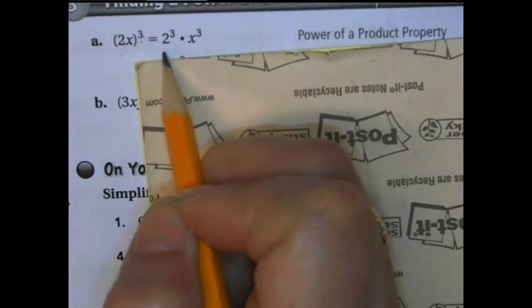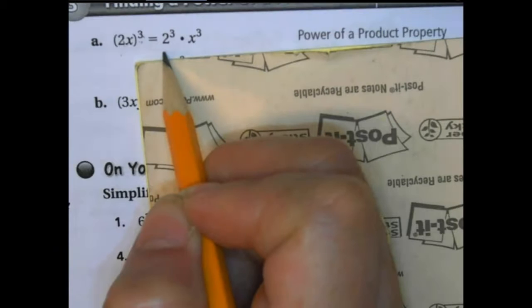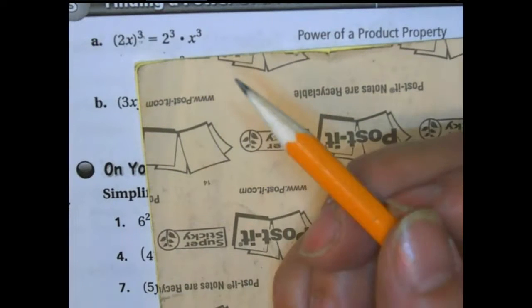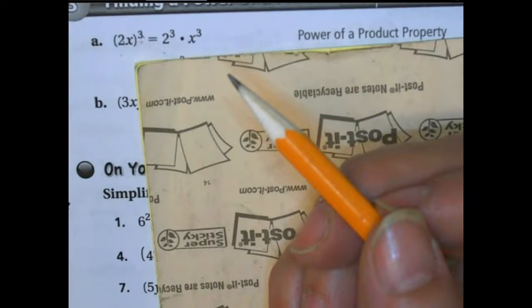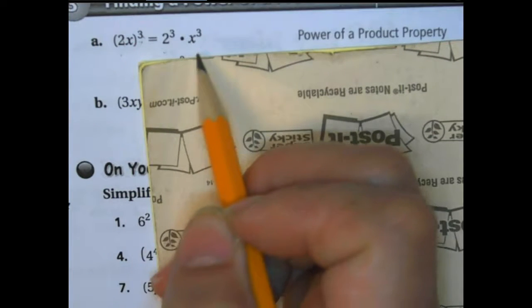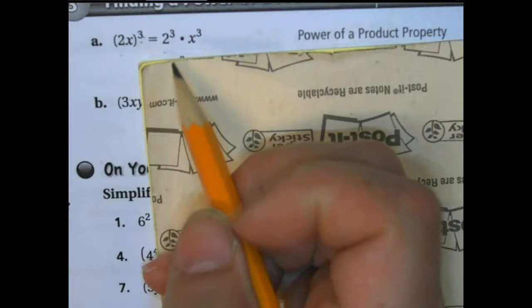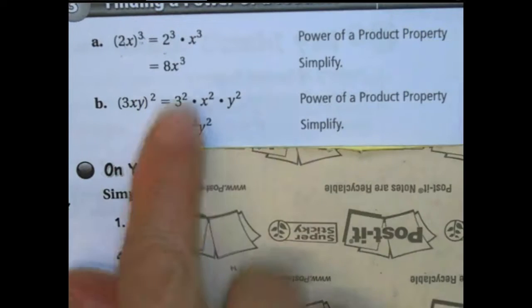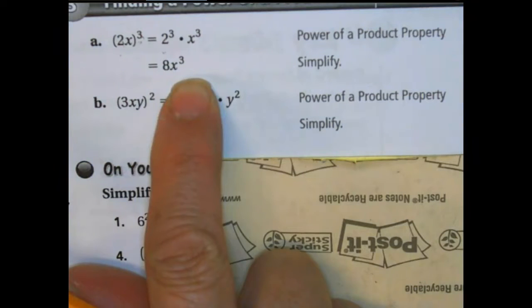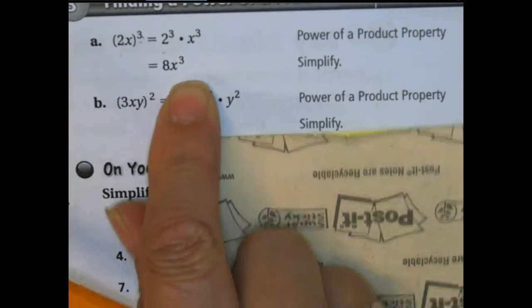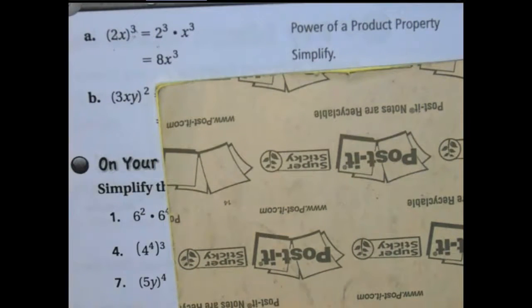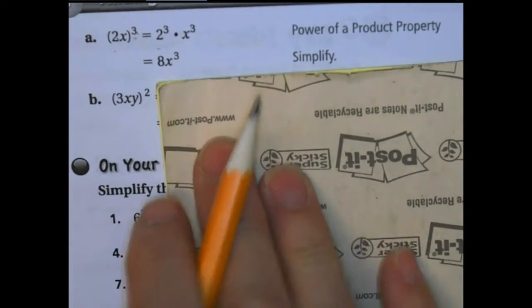So we can solve 2 to the third, right? What is 2 to the third? 2 times 2 times 2. What is it? That's 2 plus 2 plus 2. So it's 8. So it becomes 8x to the third. Okay. Got it? That same rule applies when you have inside-outside.